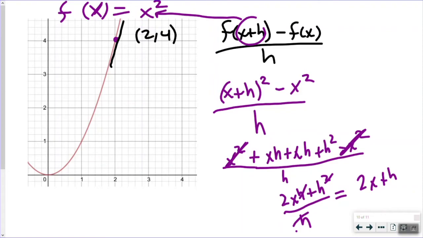Now we just plug it in because we know our numbers. So I can get rid of h, right? Because I want h to get closer and closer to what? 0. So I can say h equals 0. So now I'm left with 2x. That's called your derivative. This will give you the slope on this curve at any point. So when x is 2, what's my slope here?